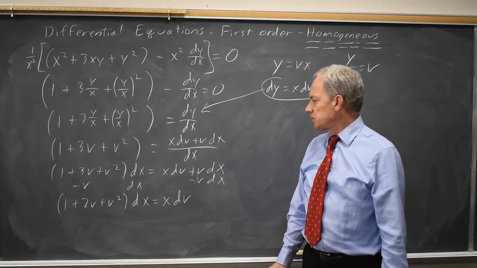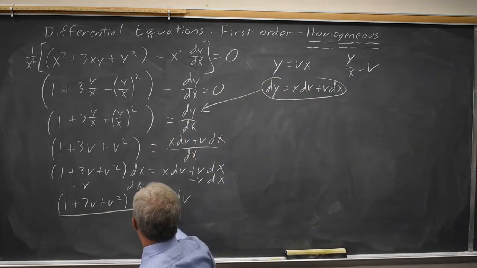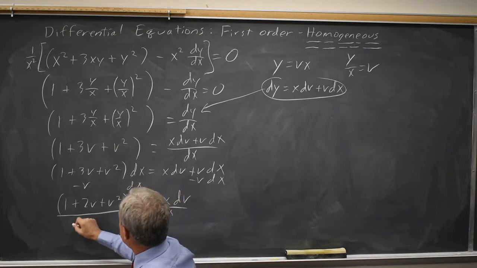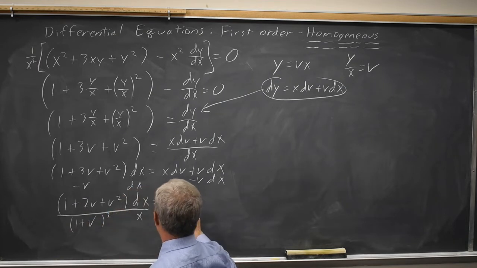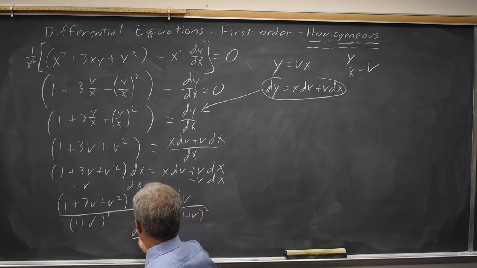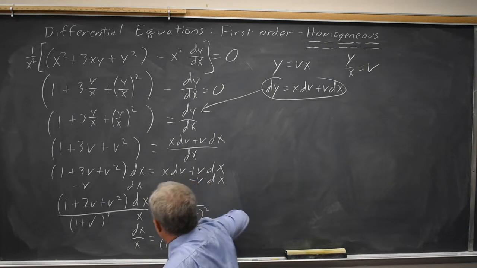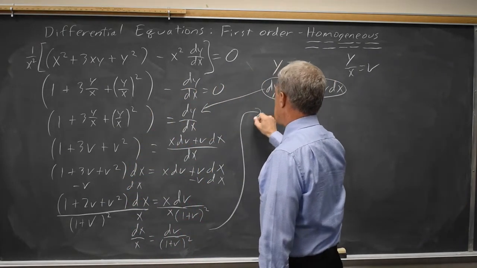Now at this point, since it's separable, I'm going to divide by x to move all my x expressions to the left. I'm going to divide by 1 plus v quantity squared to move all my v stuff to the right. So this is dx over x equals dv over 1 plus v quantity squared. My variables are separated. I can integrate both sides.